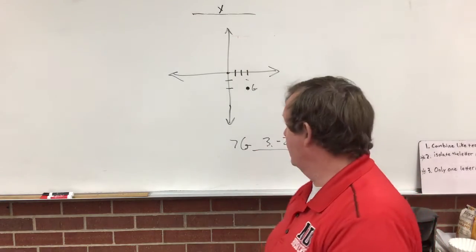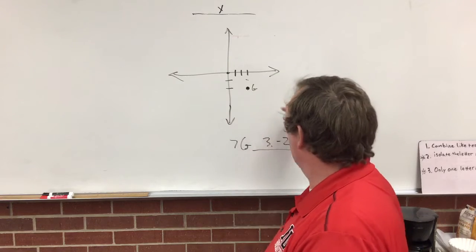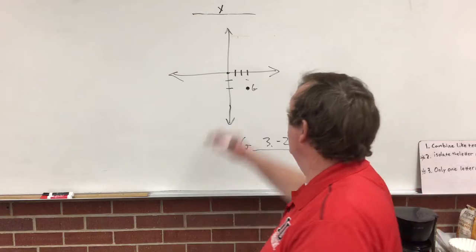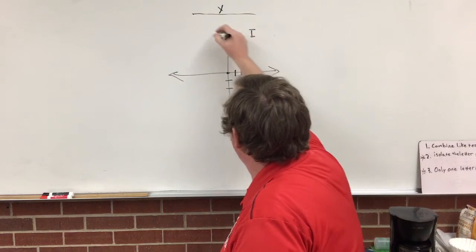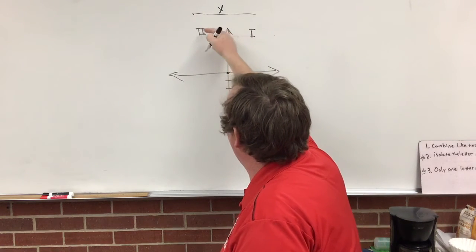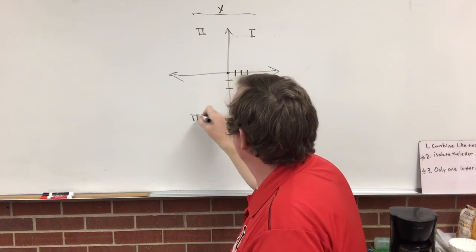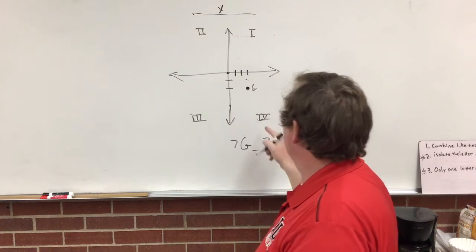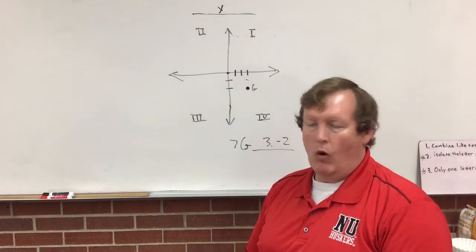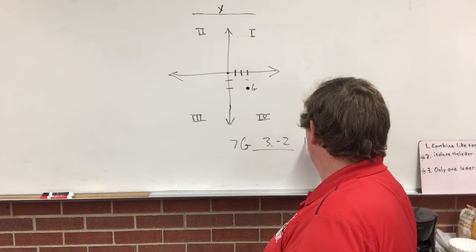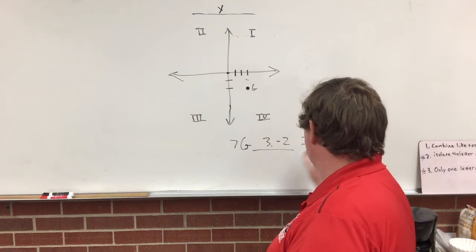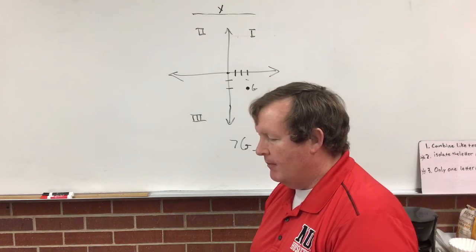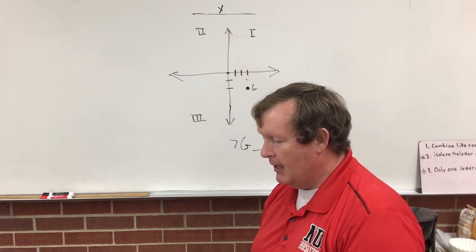The second part about that is then I have to tell what quadrant that one's in. Remember, this is quadrant 1 and we go counterclockwise, quadrant 2, quadrant 3, and then quadrant 4. So in this situation, G is in quadrant 4. So on my answer, I also have to put that G is in quadrant 4. Label that so that we know.